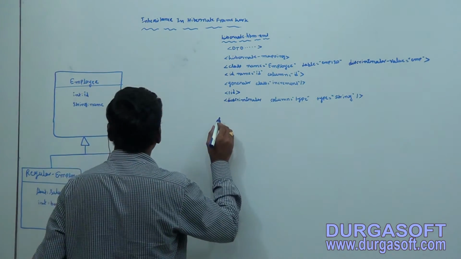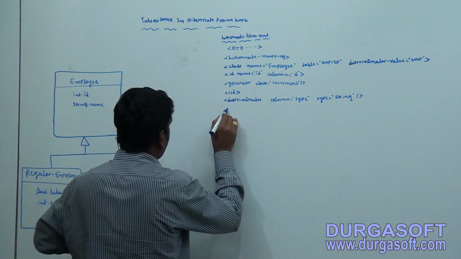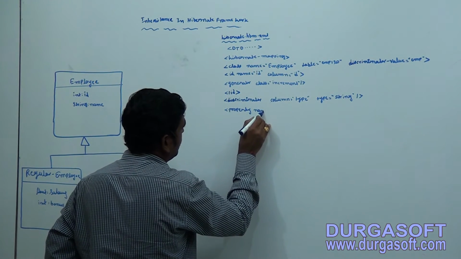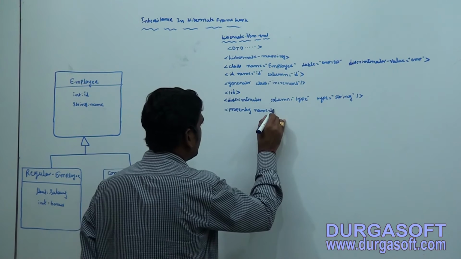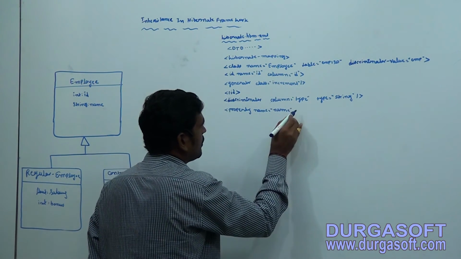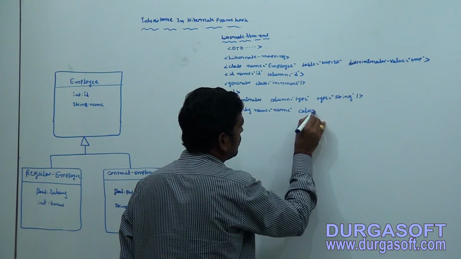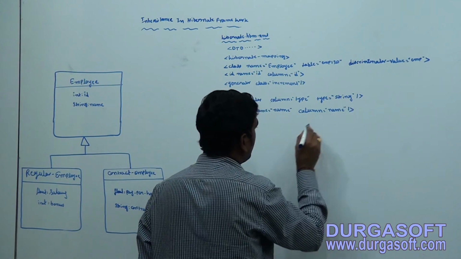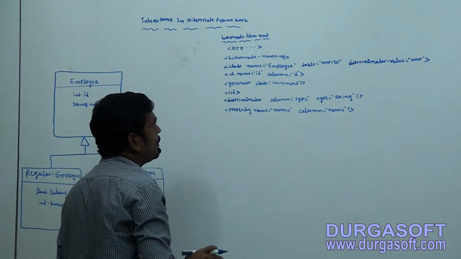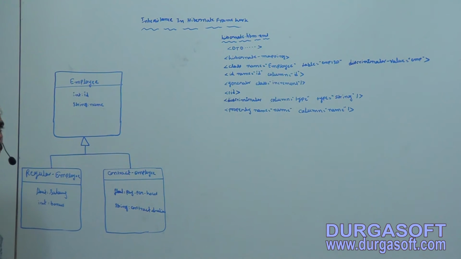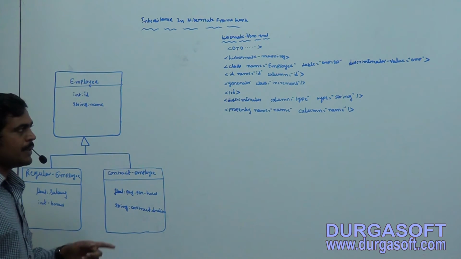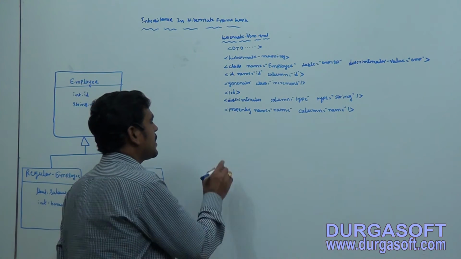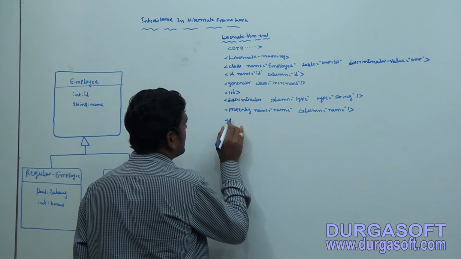Fine. Then next, the remaining column, property name is equal to name. Column is equal to name. Then two properties are completed. Then next, what do we have to configure? Subclasses. How do we configure the subclasses? We can configure subclasses like this.